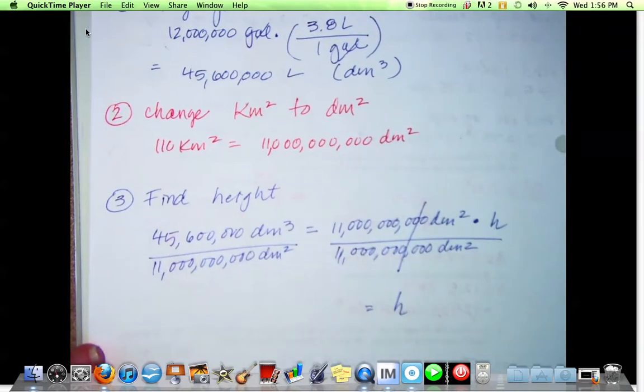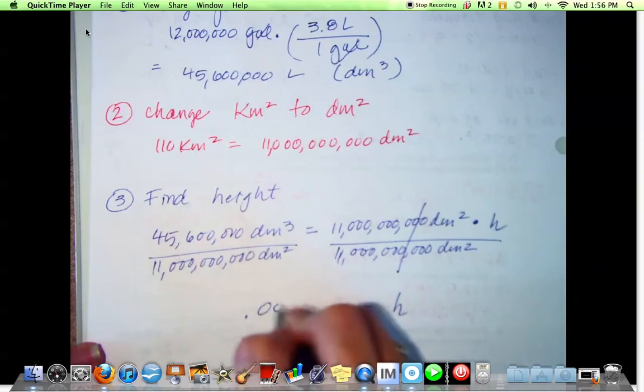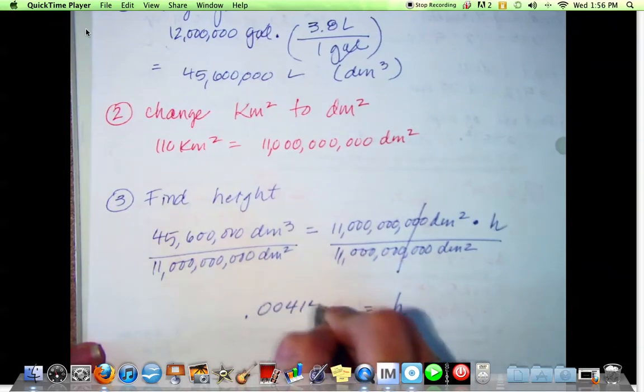My brain already hurts. I think it was, I can take a guess. You don't need to guess. My calculator is, someone's already doing it? I'll do it. Okay. It's 45,600,000 divided by 11,000,000,000.